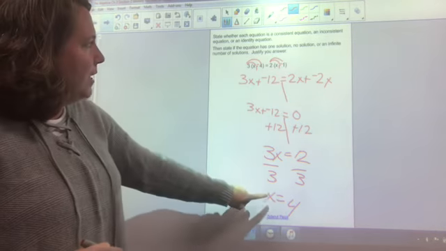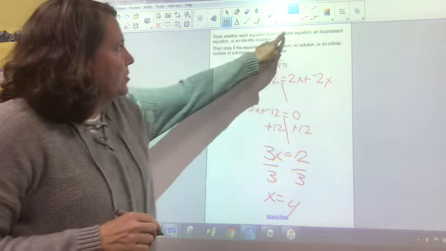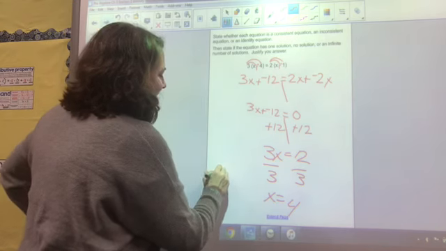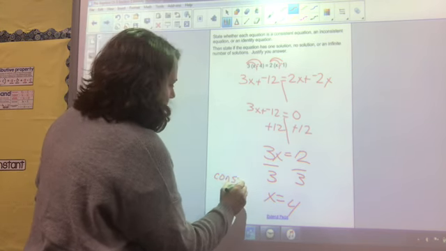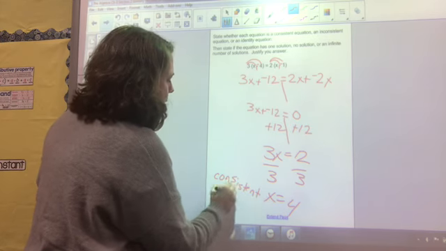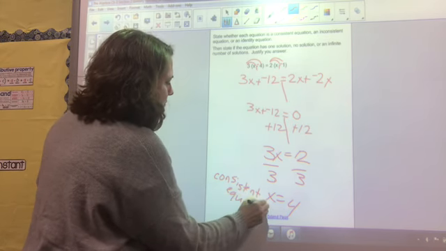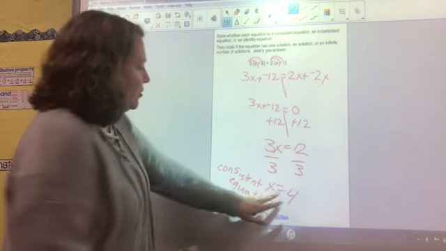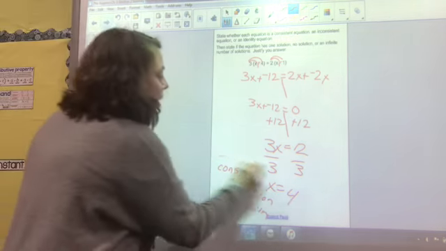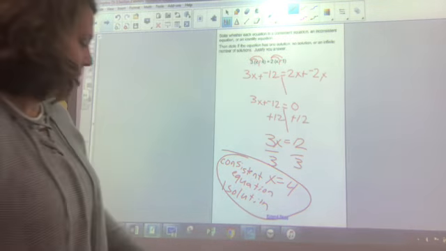That means I have one solution. Which one of these three is one solution? It is consistent. Consistent equation. One solution. And your solution is x equals 4. So all of this is your answer.